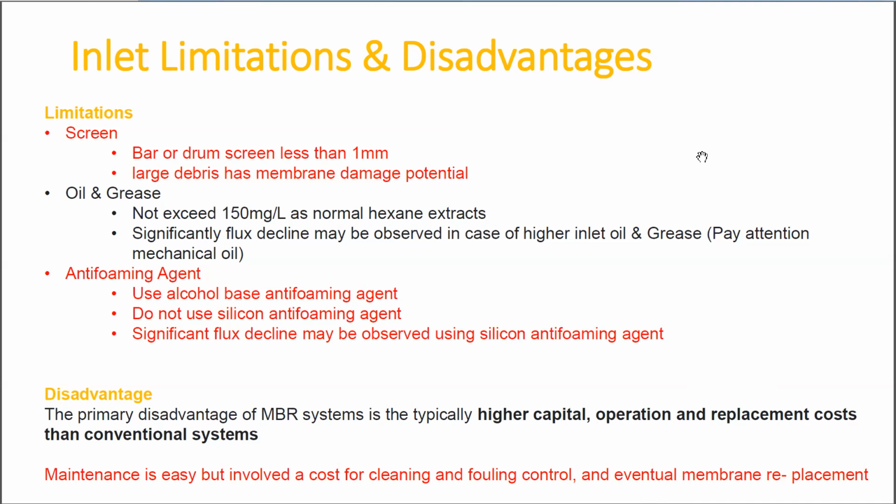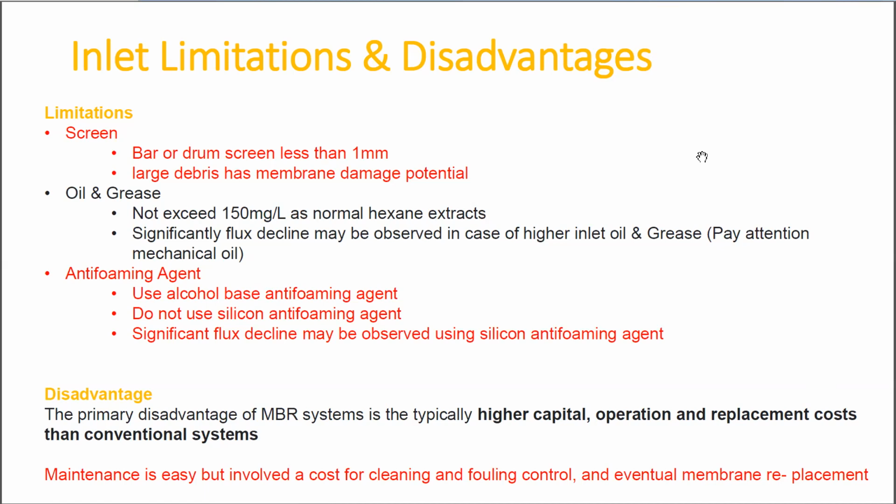Anti-foaming agent. In the aeration and MBR train, foams can be regenerated. To prevent it, normally using anti-foaming agent is general practice. But the manufacturer recommended only an alcohol-based anti-foaming agent, not the silicon-based anti-foaming agent.